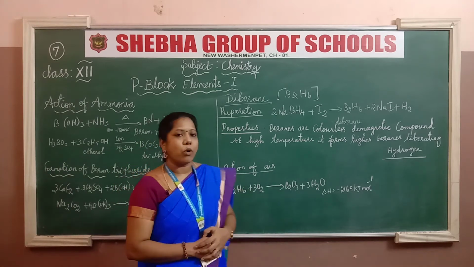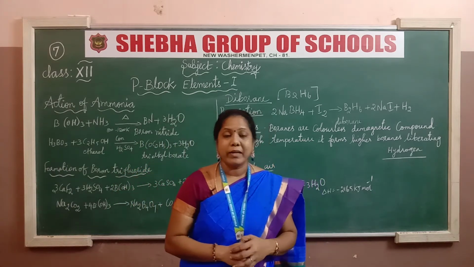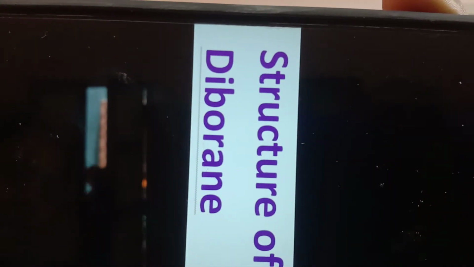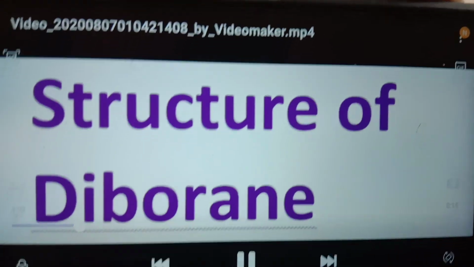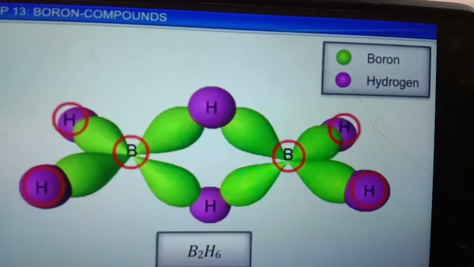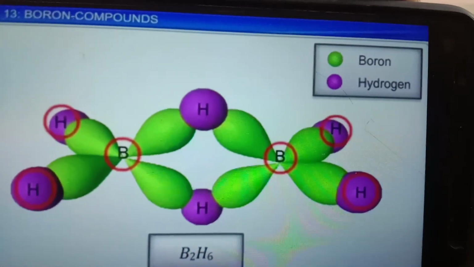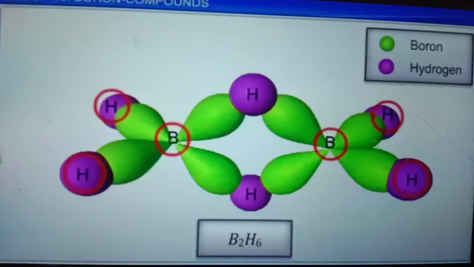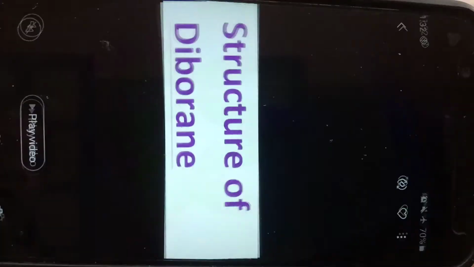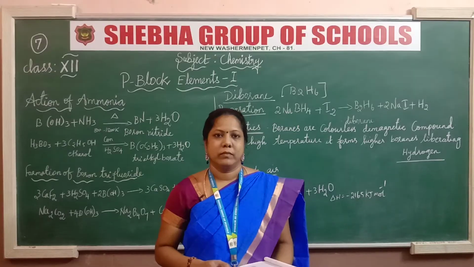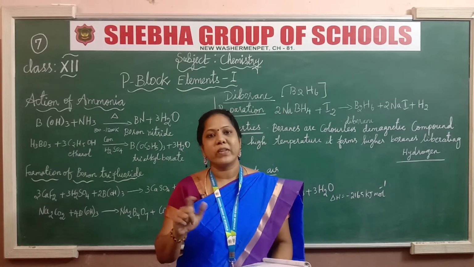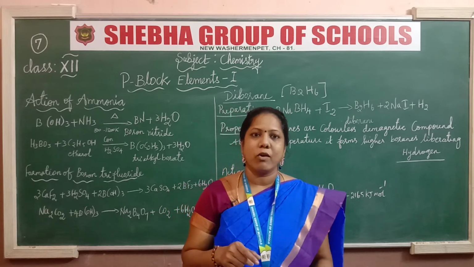So the next concept is the structure of diborane. This is the structure of diborane. It looks like hydrogen bonded with boron. In this bonding it looks like a banana, so it is also called the banana bond. In this, the green color bond looks like a banana, as I already explained.